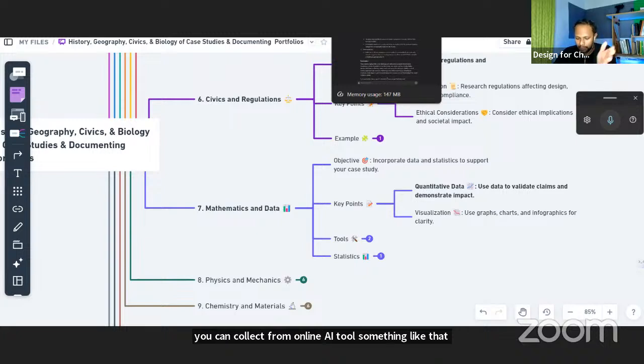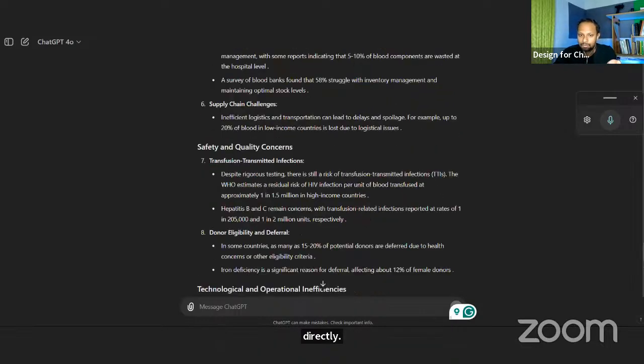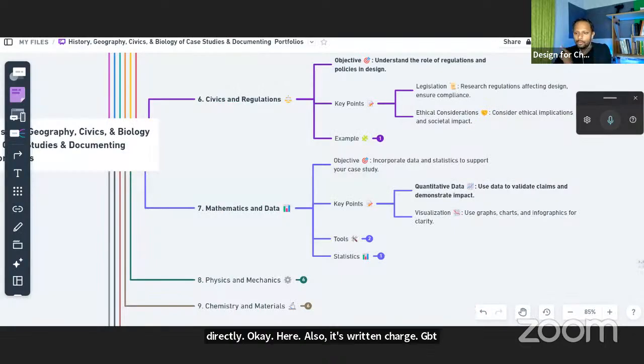Don't just believe ChatGPT and all these AI tools directly. Okay, here also it's written ChatGPT can make mistakes. Please be a little careful about it. Don't get carried away with all those tools. Make sure you validate it properly on the website. Okay, go to the WHO website and bring out this data.